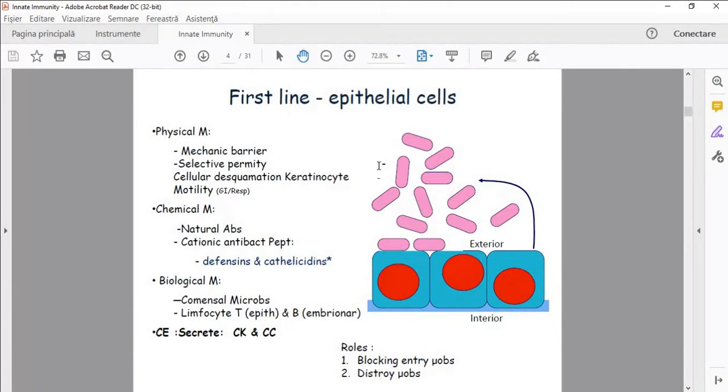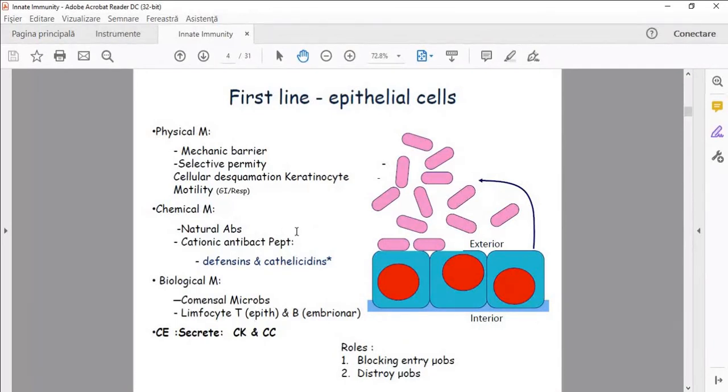Both of these types of molecules inhibit the growth of microbes by direct lysis of their membrane. They have particular localization. For example, at the respiratory tract, we can find beta defensin, and at the skin level, we can find alpha defensin and some particular cathelicidins, like LL37, but the name isn't important. It is their role that is important.